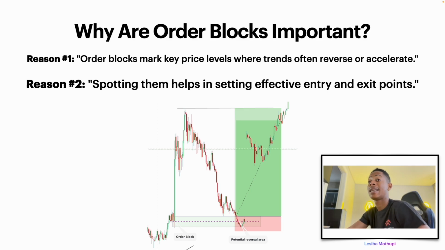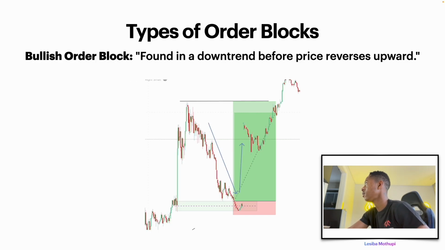Why are order blocks important? Order blocks mark key price levels where trends often reverse or accelerate. Reason 2, spotting them helps in setting effective entry and exit points. So you can see, I'm showing you guys here at the bottom, here's the order block, and then on the right side there's a potential reversal area.